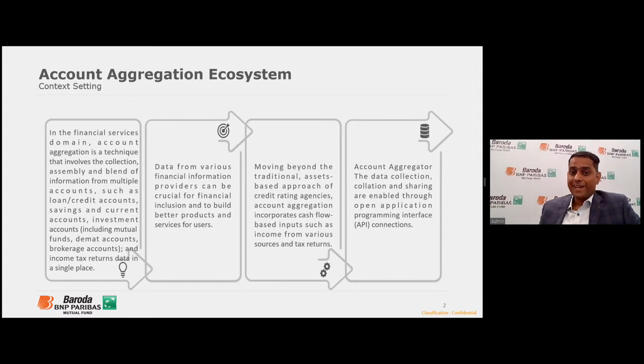But the whole concept of account aggregation is moving beyond the traditional asset-based approach of the credit agencies. Account aggregation incorporates cash flow-based inputs, such as income from various sources and tax returns. Take the example of CIBIL today, or Experian, which gives a rating on the behavior of the customer in the capital market in terms of bank accounts and servicing of those accounts, credit cards, paying them on time, or any dues or disputes, and the KYC information, the static information of the investors and whether it is being updated. That's how the credit score of an investor is arrived at.